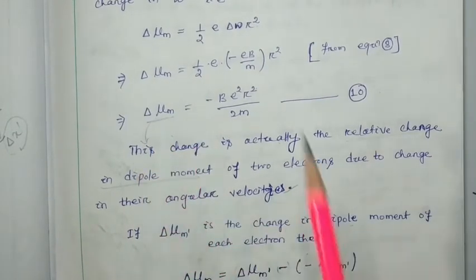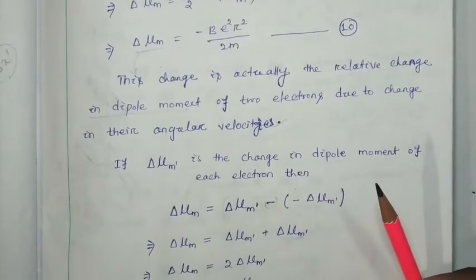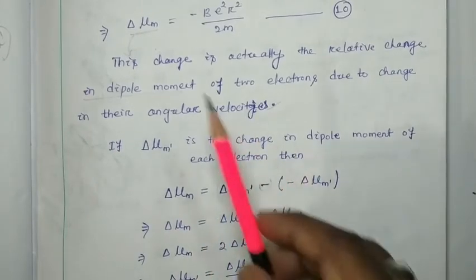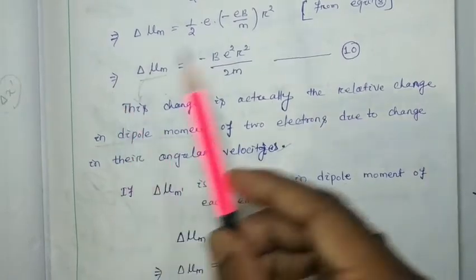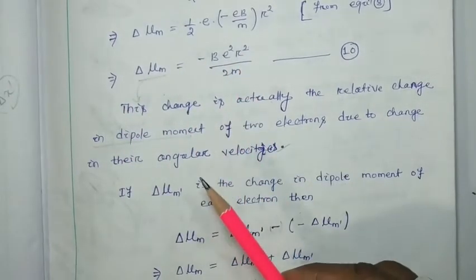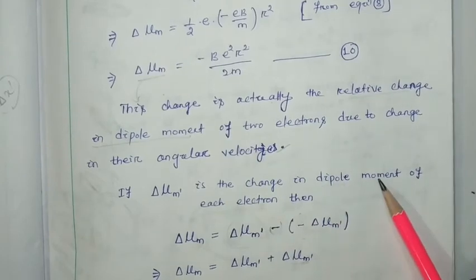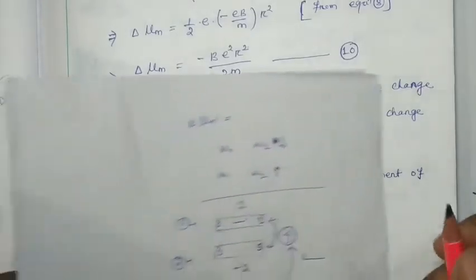But we are trying to find out the individual change in dipole moment of each electron. This is the change of the dipole moment from one electron to another electron. If we want to find out the change of dipole moment of each electron, then what are we going to do? Before that, I am going to show you something.